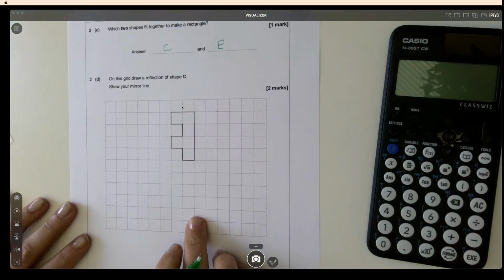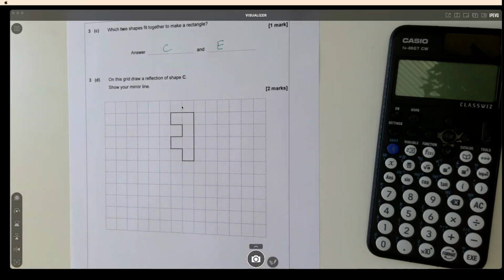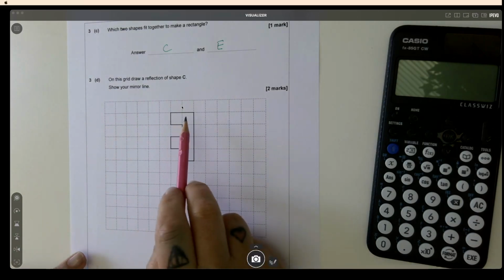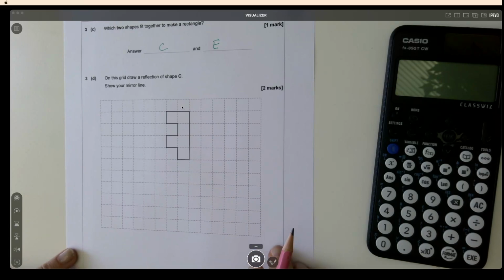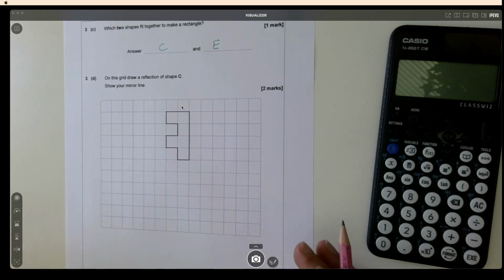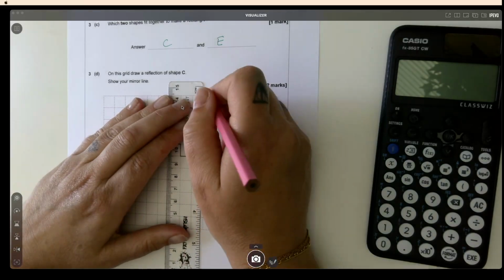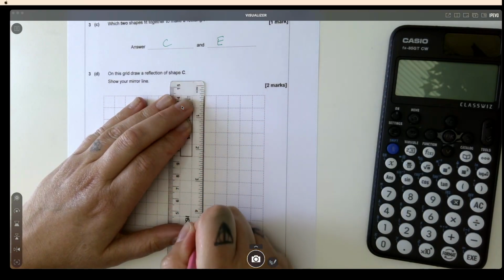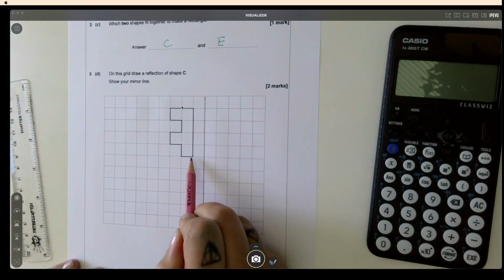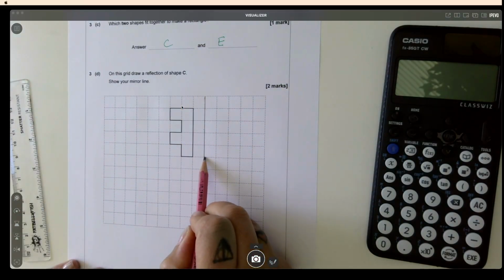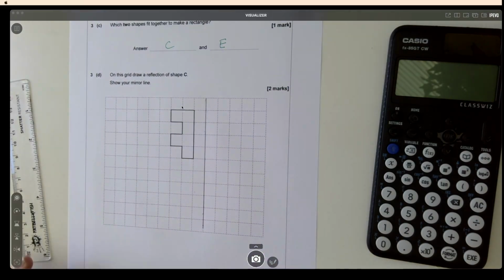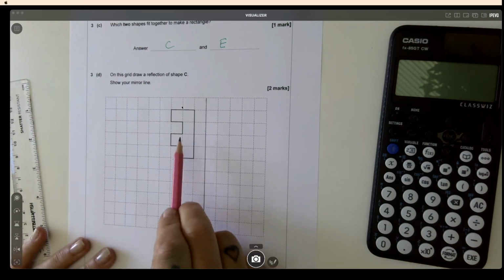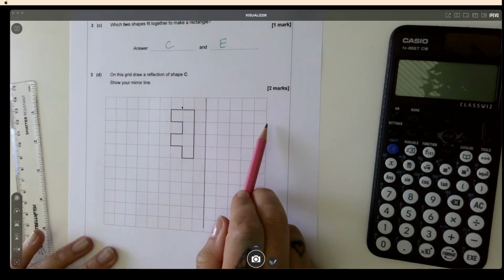Okay, 3D. On this grid, draw a reflection of shape C and show your mirror line. So we can reflect this shape anywhere, so you just need to draw yourself a mirror line. So that's just a line you're going to reflect this shape over. So I'm just going to draw a line here, and what I've done is I've made sure that it's exactly a full square away, not halfway through a square, because that makes my life a little bit more difficult to be accurate. And then I'm going to reflect this shape over this line.